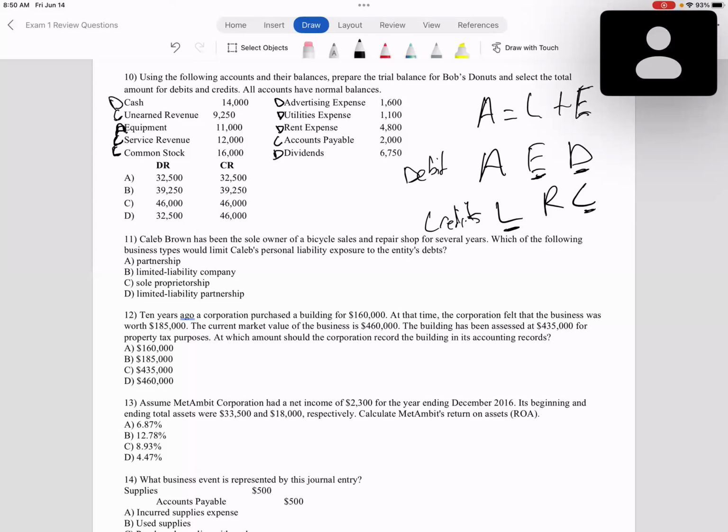Now just choose one of these to sum up, either all the debits or all the credits. Whatever number that is will be the right answer. You can double check, and they should always equal each other, right? So I'm just going to go debits first. So 14,000.